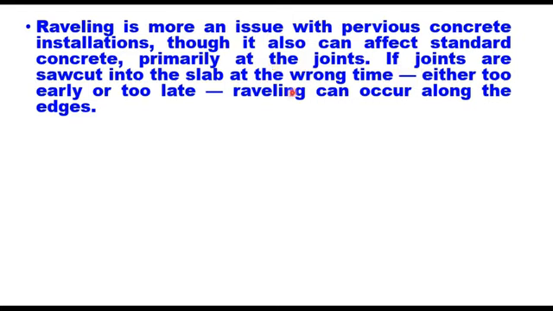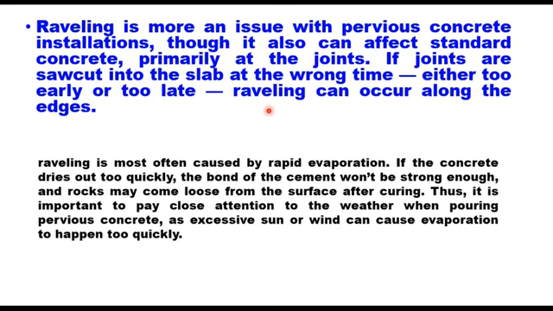If joints are sawed into the slab at wrong time, either too early or too late, raveling can occur along the edges. It is most often caused by rapid evaporation. If the concrete dries out too quickly, the bond of the cement will not be strong enough and rocks may come loose from the surface after curing. Thus, it is important to pay close attention to the weather when pouring pervious concrete, as excessive sun or wind can cause evaporation to happen too quickly.